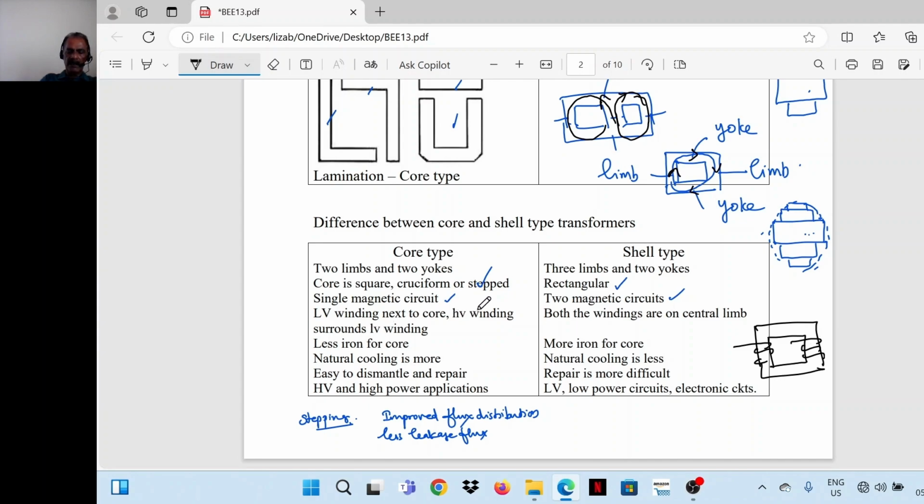So LV winding is next to the core. That is because the HV winding is at a higher potential, so it should be kept a little away from the core. That is why LV winding surrounds the core and HV winding surrounds the LV winding. And moreover, HV and LV both are half on one limb, half on the other limb. That is to make the flux distribution more uniform. So this is the type of construction used in core type transformer, whereas in shell type transformer, both the windings are on the central limb.